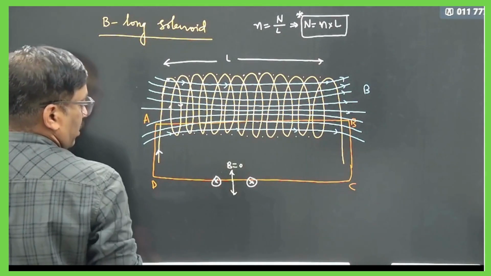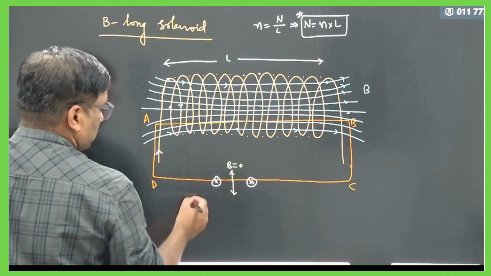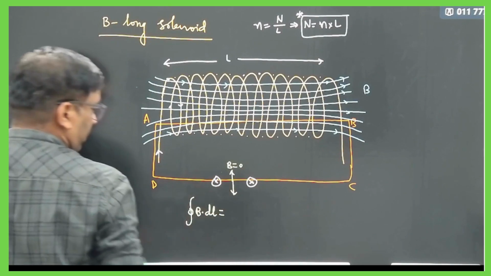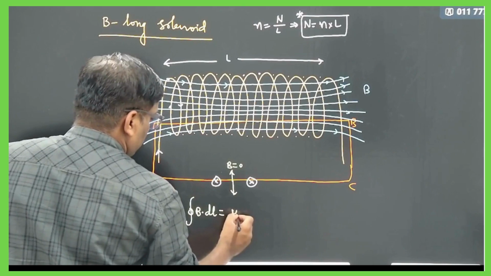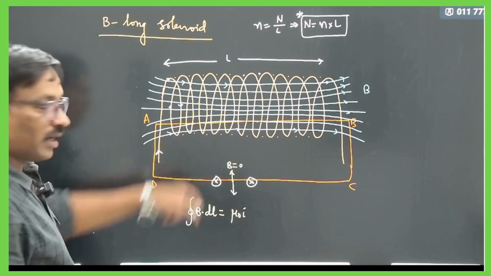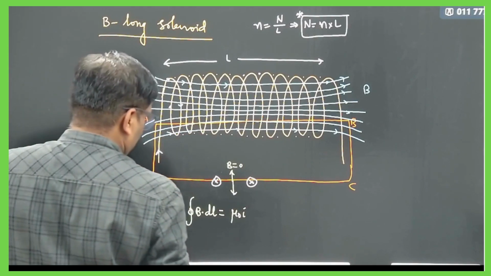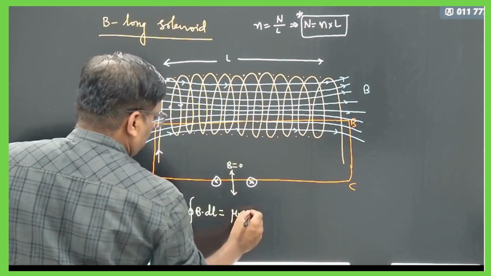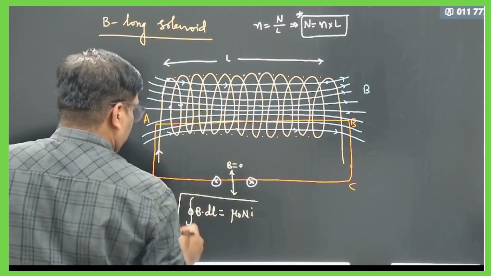Now we have to apply the magnetic field due to this one. How to do it now? The line integral of B dot dl is equal to mu naught into I, right? So it is not one current carrying conductor, like that a large number of current carrying conductors are there. So therefore, number of turns into I.